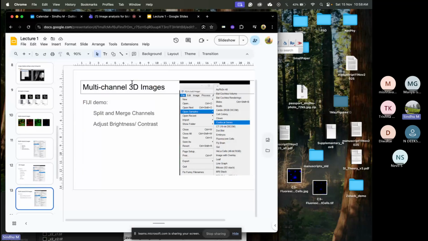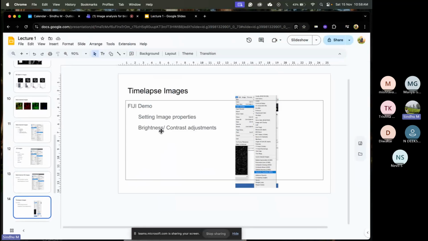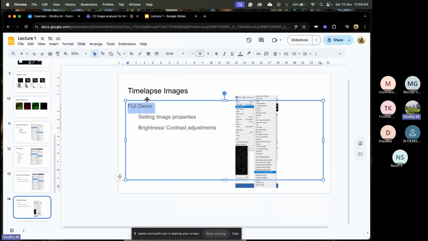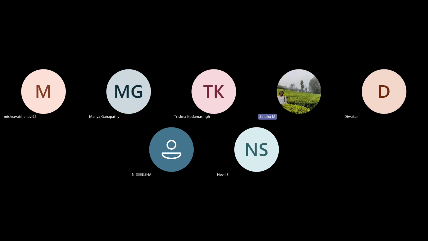Yeah, and then you can have 3D images with both Z stacks and different channels, like this example we were seeing. And another type of imaging data that we typically get are time-lapse images, where the same sample is imaged at different time points.